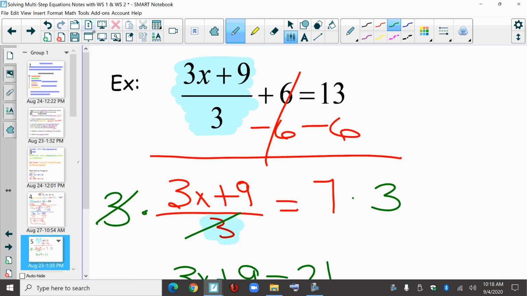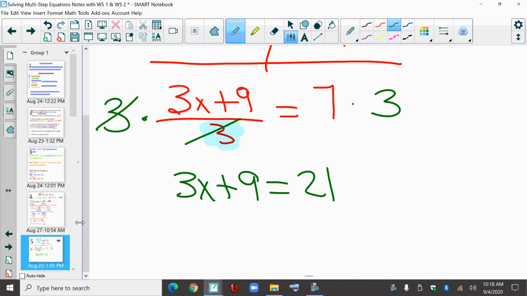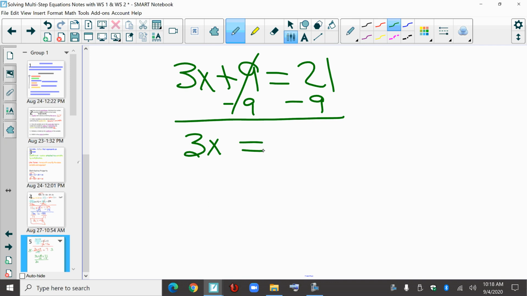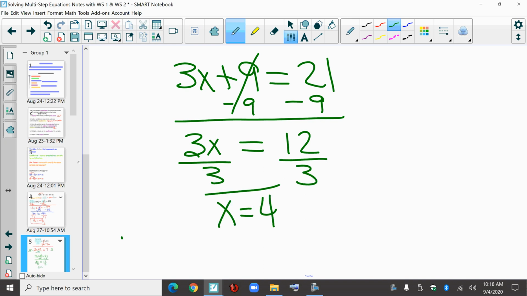So now we're right back to where we were whenever we started the problem from yesterday. How do I solve 3x plus 9? What do I do first? Well, I'm going to first get rid of this 9 by subtracting 9. Working from left to right, the 3x drops down, the 9's cancel out, and 21 take away 9 is going to be 12. Divide both sides by 3, and you're going to get x is equal to 4.